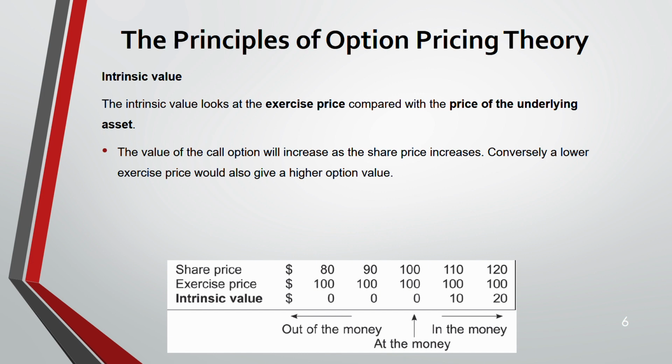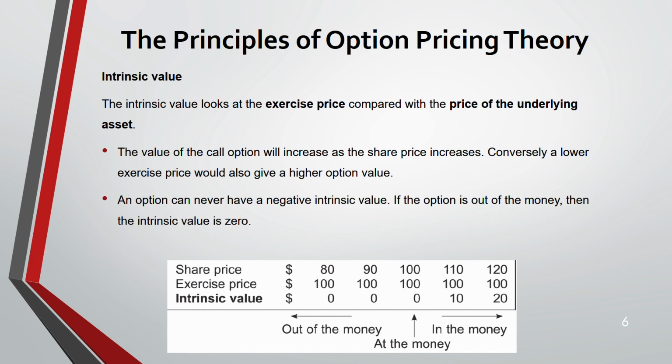That means your exercise price should be lower than the share price, because a rising share price will mean the value of the call option is high. Your exercise price also has to be less than the share price. Next, an option can never have a negative intrinsic value. You either exercise the option and have a positive value, or you do not exercise and have 0.